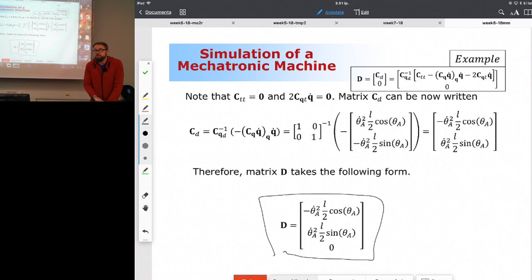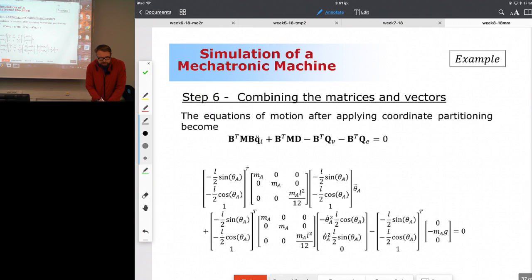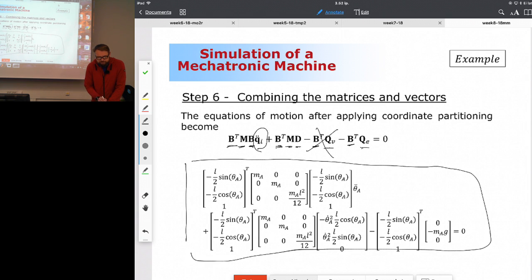I have all the ingredients. I'm ready to do my final substitution, and my final substitution goes like this. So I have the B matrix computed before, the mass matrix, which is a 3 by 3, the B matrix computed before, the independent acceleration. Then I have B again, the mass matrix, D, B multiplied by the quadratic velocity vector, and this will be equal to 0, B multiplied by the external applied forces. This is how my differential equation finally looks like. I haven't done the math, but I'm going to solve this with respect to theta. That's it.